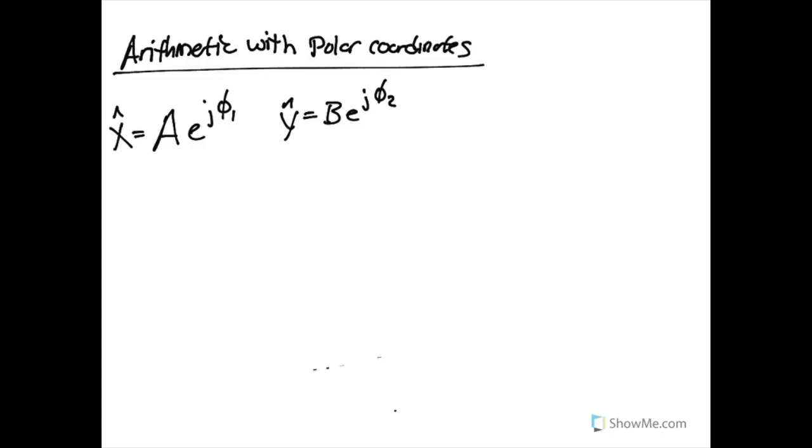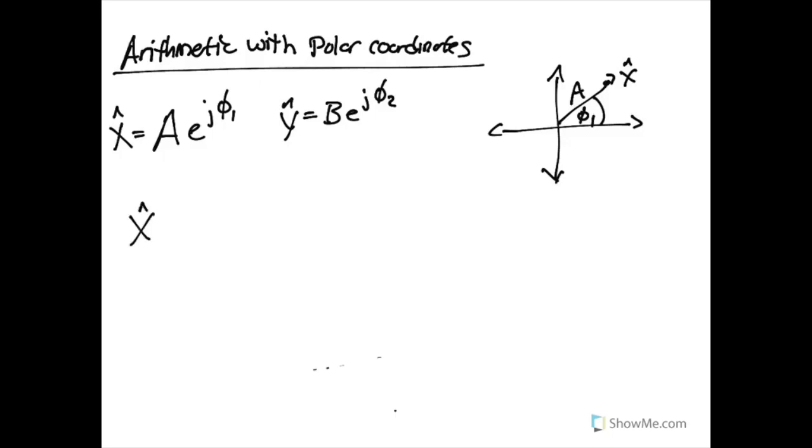For arithmetic operations in a polar coordinate system, it is often easier to do multiplication and division in these systems. And just as a quick refresher, our polar system means that for this particular quantity x, it has length of a and then an angle of phi 1. So this particular quantity right here would be x.